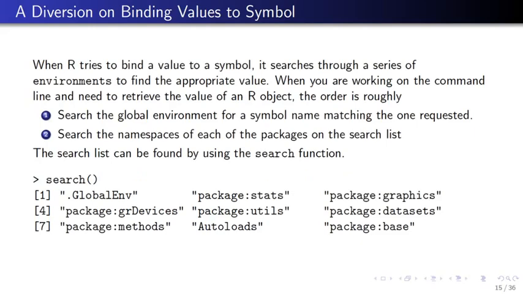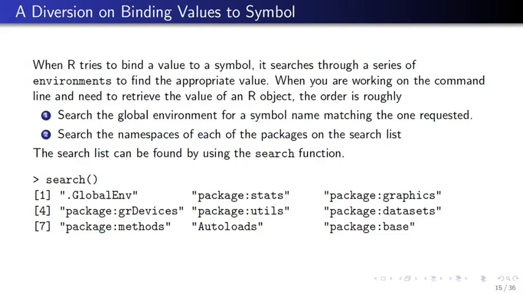And so the idea is that R needs to bind a value to a symbol. So in this case, in the previous slide, the symbol was lm, and it needs to bind a value to it. And the value is going to be a function of some sort. It's either going to be my function, or it's going to be the function in the stats package. And so when R tries to bind a value to a symbol, it searches through a series of environments to find the appropriate value. Environments, you can think of them as lists of objects and values, or symbols and values.